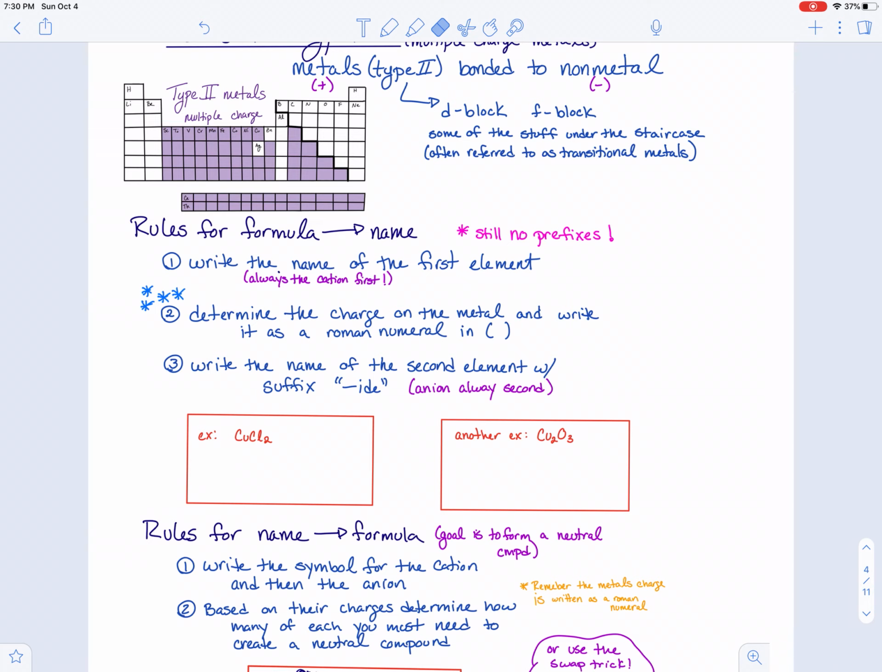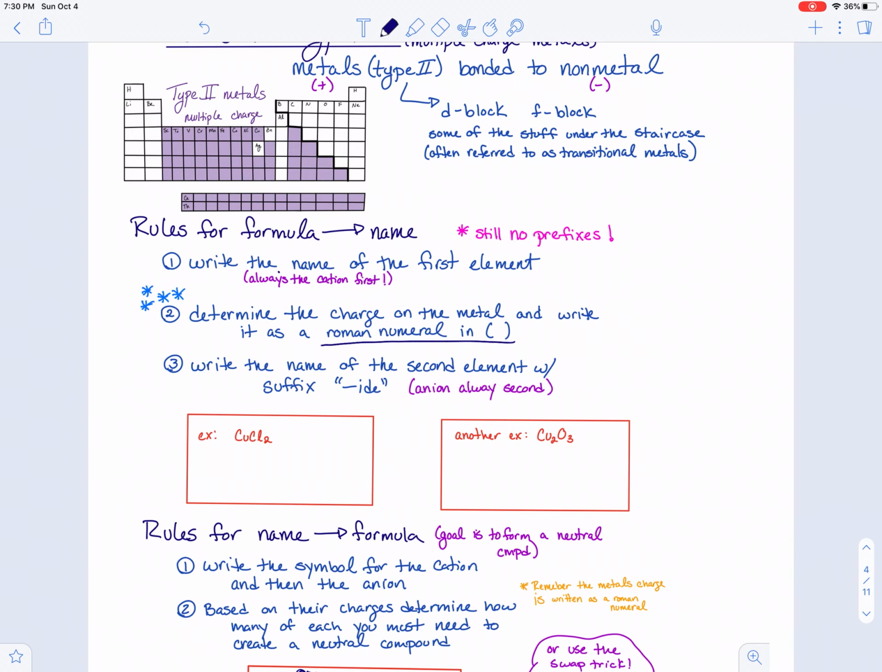So the first thing you're going to do is write the name of the first element. So we always write our cation first. And then what we're going to have to do is determine what the charge must be, and we're going to write it as a Roman numeral in parentheses after that cation. And then the next thing we're going to do is write the name of the second element with the suffix "ide." So we always write our anion second.